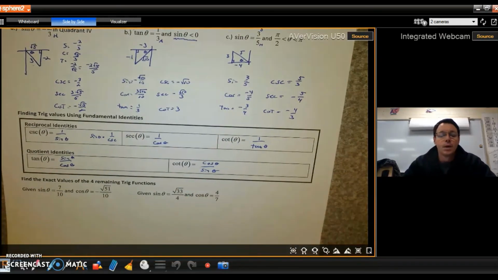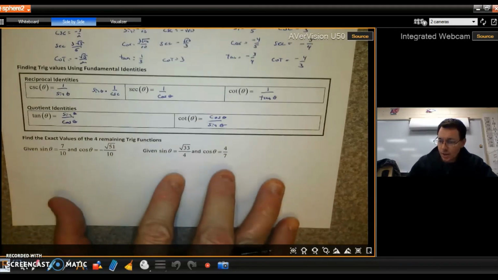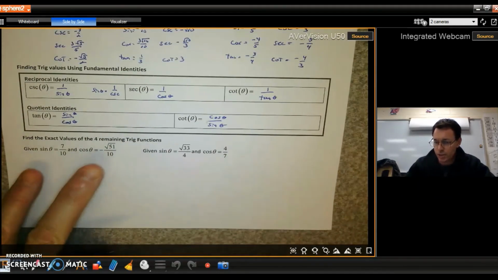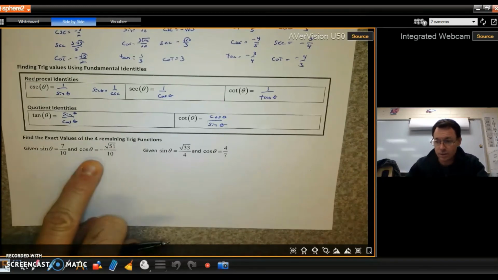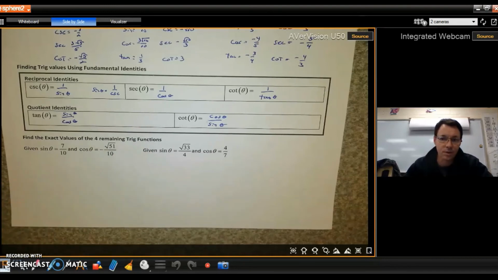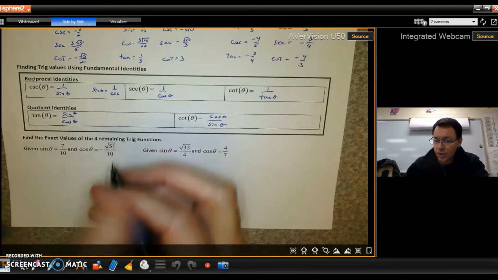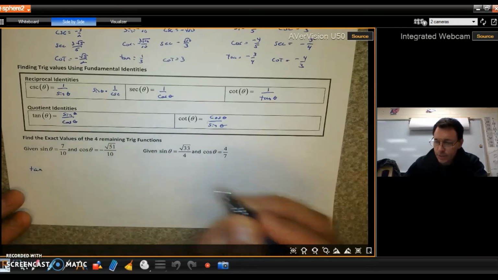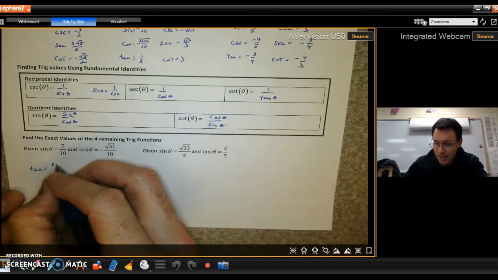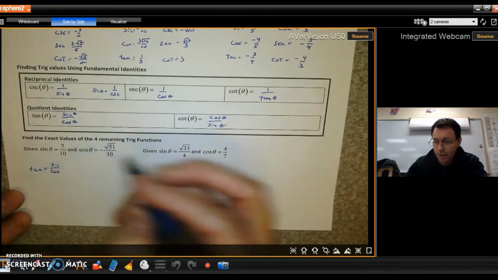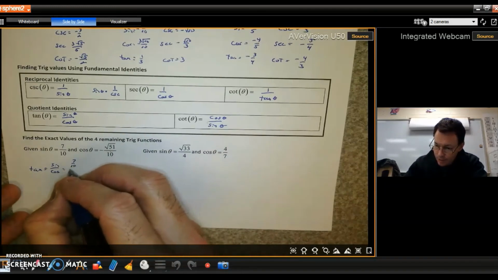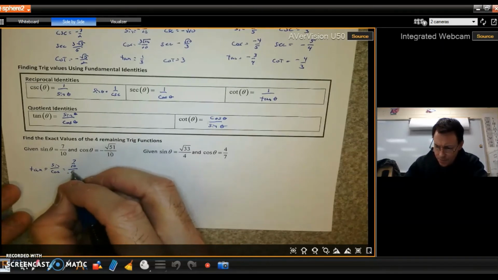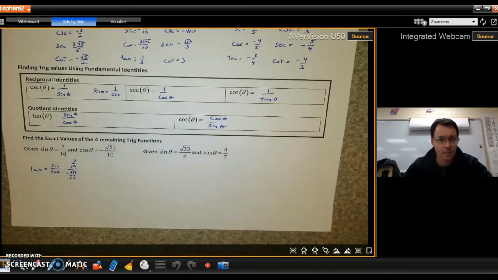Now, what's going to happen next is they're going to say, okay, here's a situation. We have two pieces of information. We know the sine of the angle, we know the cosine of the angle. Can you find the other 4? Well, yeah. First off, you can find the tangent because it is the sine over the cosine. So if you take this value and divide it by that value, so 7/10 and negative radical 51/10, as weird as that value is, wherever that came from.